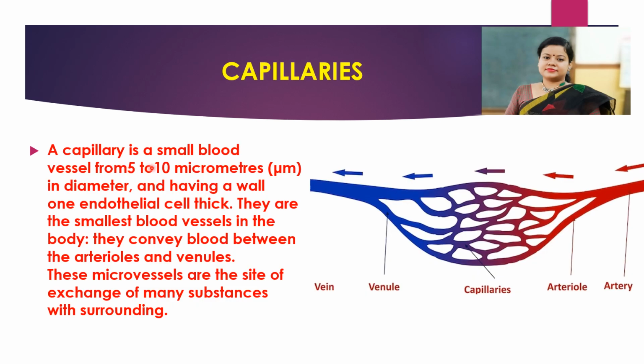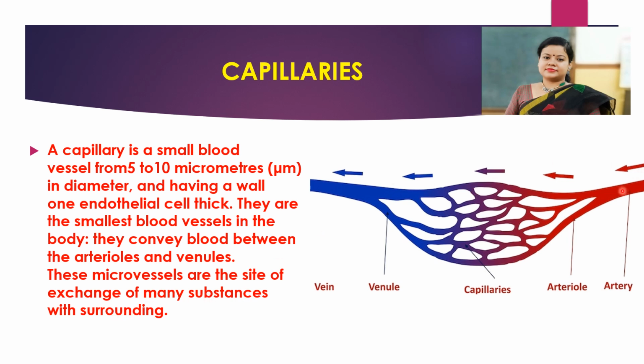Capillaries. A capillary is a small blood vessel from 5 to 10 micrometers in diameter and having a wall one endothelial cell thick. That means these are very minute, very delicate. They are the smallest blood vessels in the body. They convey blood between the arteries and venules. These microvessels are the site of exchange of many substances with surroundings.